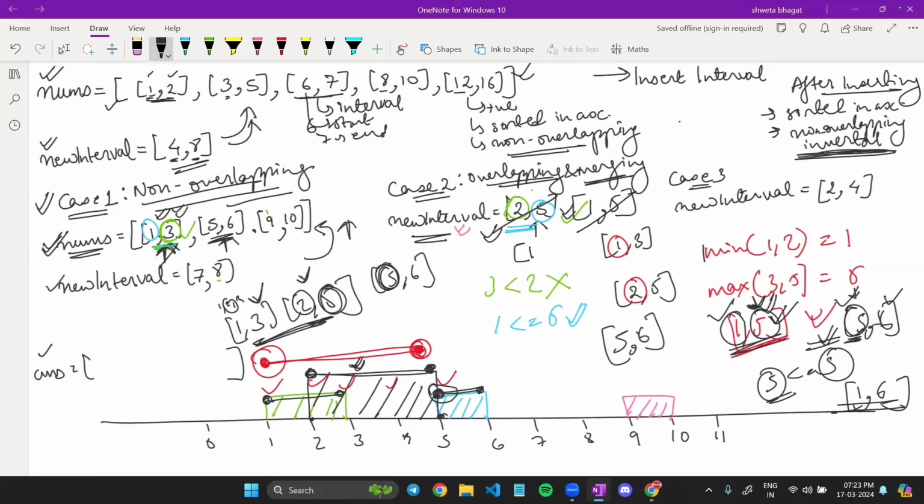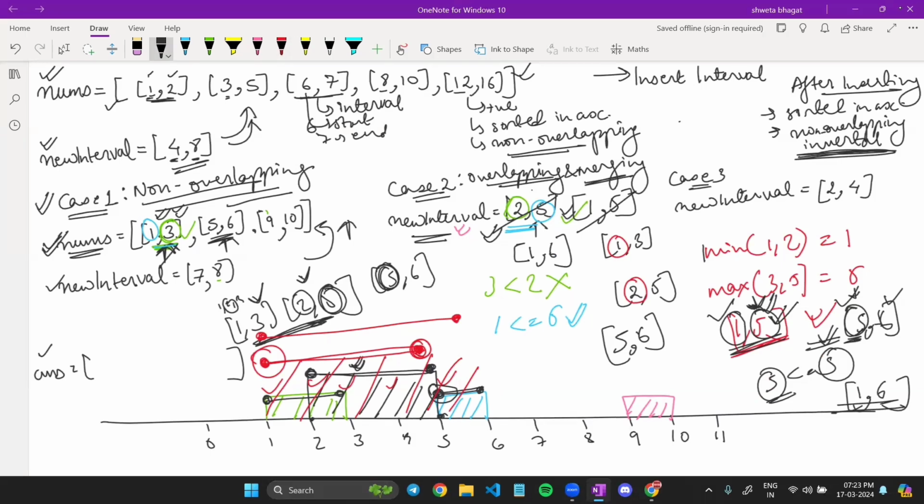So we will have 1, 6 as the new interval. Additionally, what does it mean? It means from 1 to 6 is the new interval. And why are we doing this? We are doing this so as to cover all these elements of these intervals, correct? So this 1, 6 is our new interval.